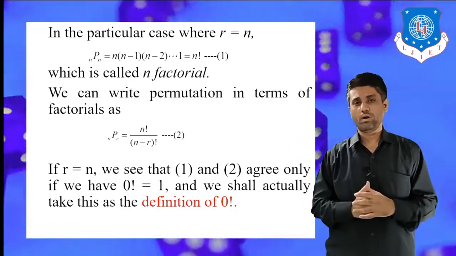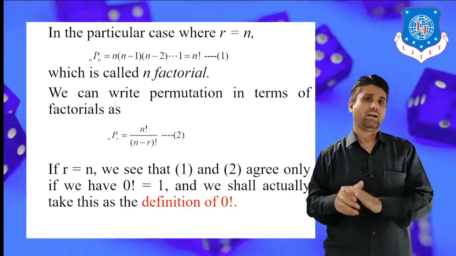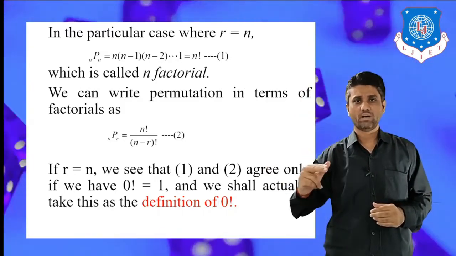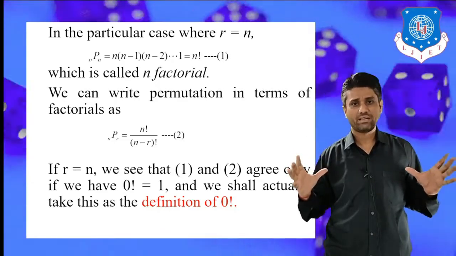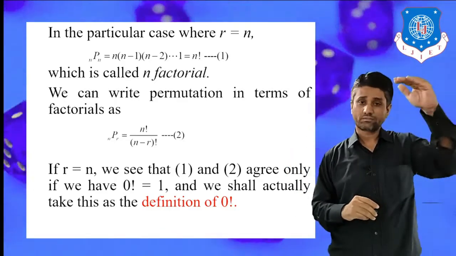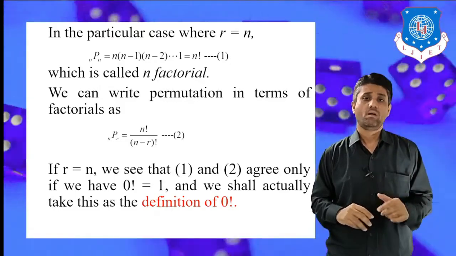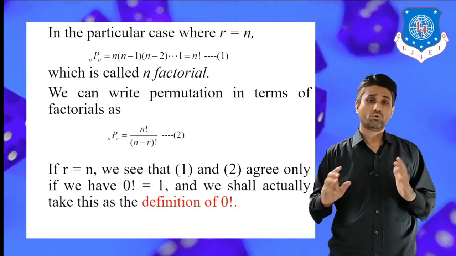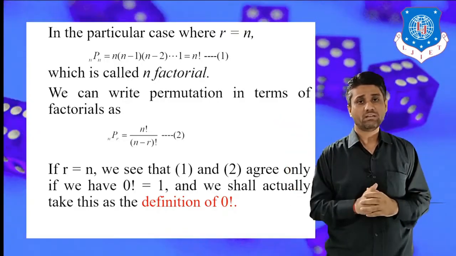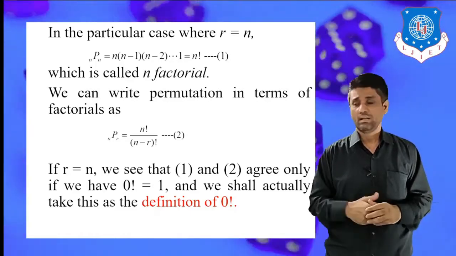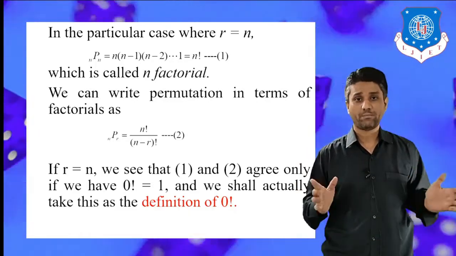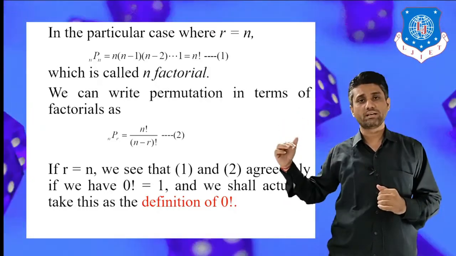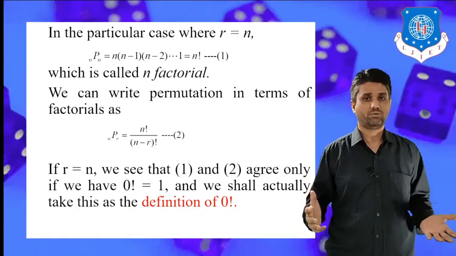Here we discuss one particular case. When r is equal to n, that is, the total number of objects and the objects drawn are the same, equation 1 and equation 2 must agree. This is possible only if we assume that 0 factorial is equal to 1. So from the first and second expressions we say that 0 factorial is 1, and remember this is an assumption, a definition. If we cannot assume 0 factorial equals 1, then the whole procedure of permutations becomes wrong. So these are definitions.